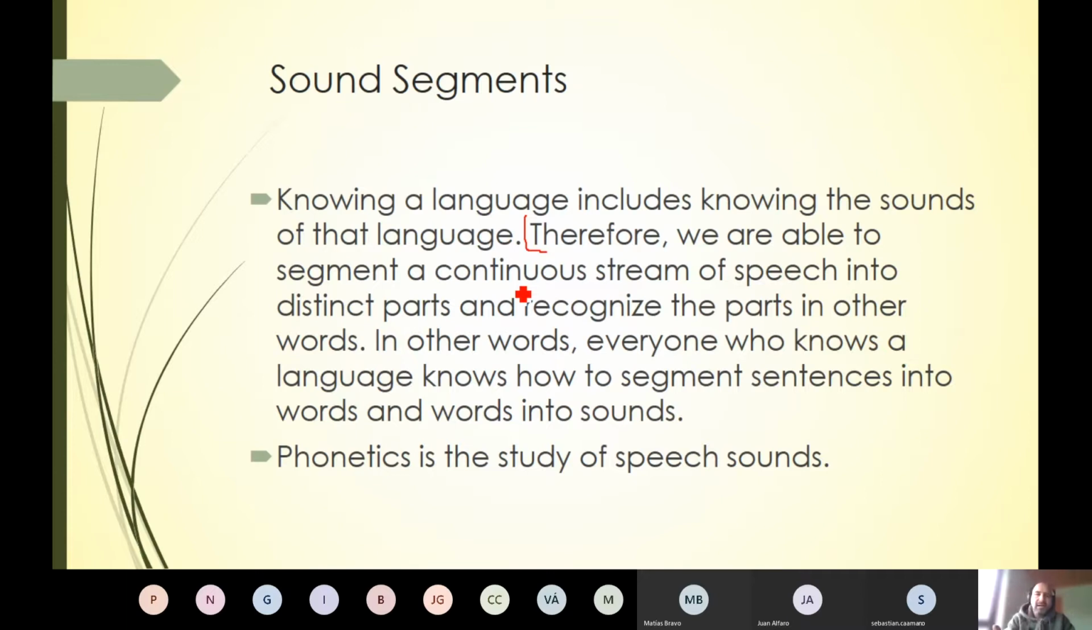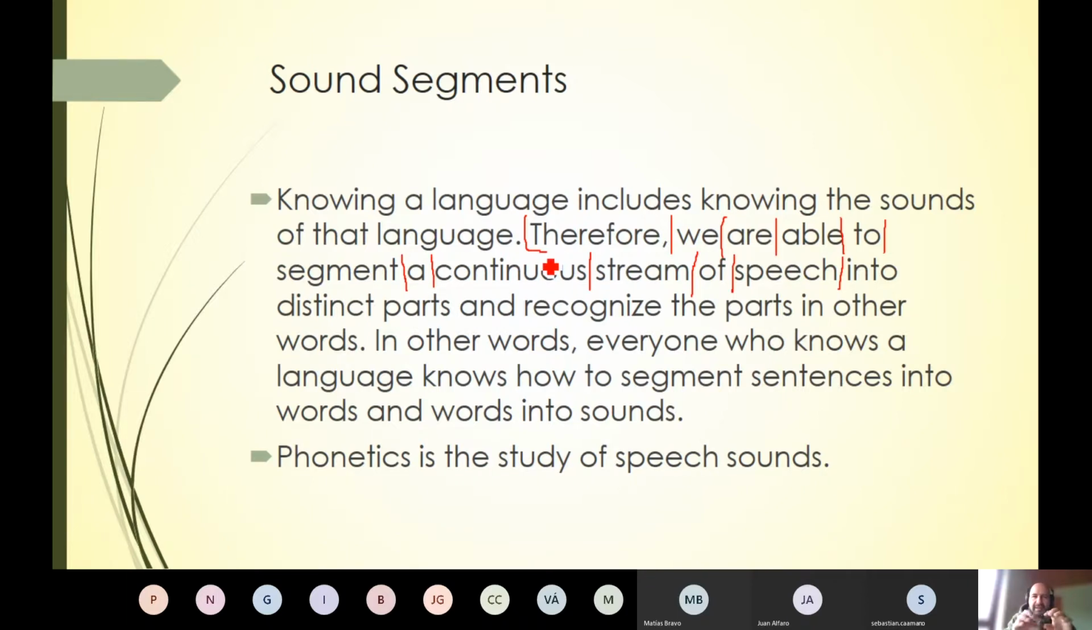But if we know a language, we can say, okay, therefore, that's one word. We, that's another. Are, that's another word. Able, another word. To, another word. Segment, another word. As an article. Continuous, right, as an adjective. Stream, as a noun. Of, preposition. Speech, and so on and so forth, right? And how can we do that?